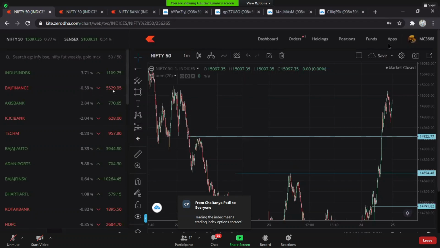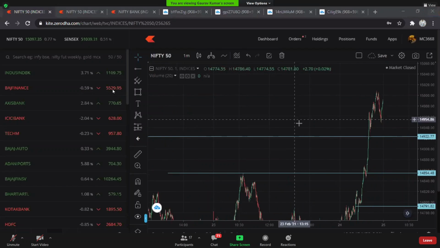This is a perfect example of a big breakout candle. Please explain it. Trading the index means trading index options, correct? Or you can also trade in futures, index futures. Can you show some rejection example?